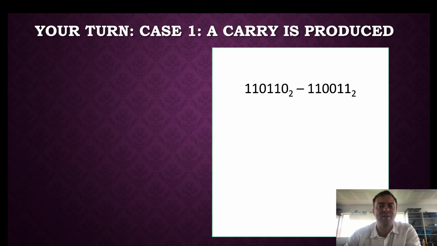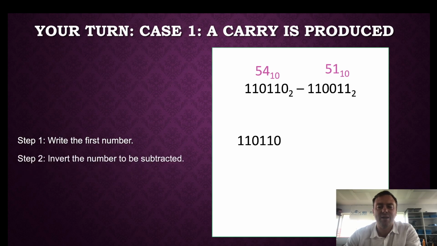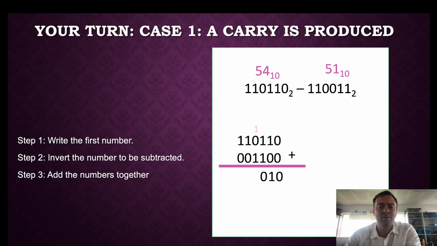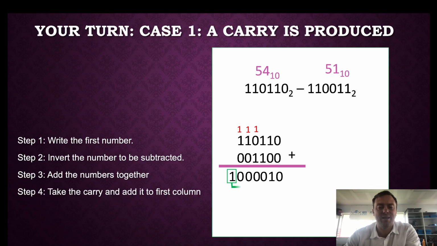Cool. So what you should have found is, I like converting the decimal just to make my life easier, we write the first number, then we invert the second number to be subtracted. We go through the process of adding those numbers together, like so, and then we've got an extra bit on the end. Now because this is a 6-bit number and we've got a 7-bit output, we would then take that one, add it onto the first column, so take it across there, add it on, plus 1, and we get 1, 1. Which if we think about it, 54 take away 51 should equal 3.